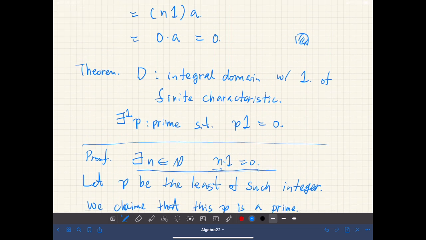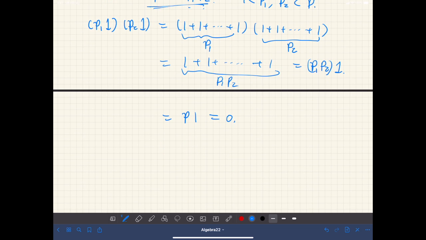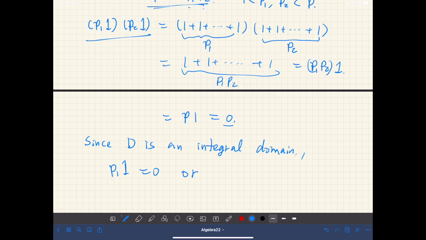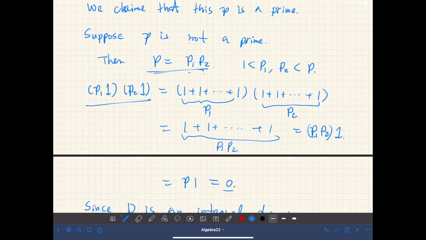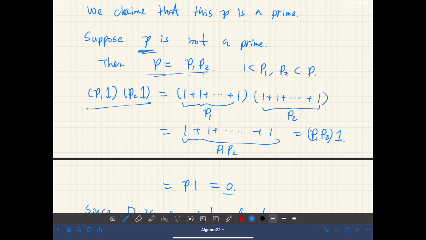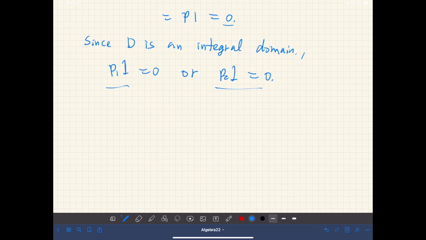But now, we are assuming that D is an integral domain. So since D is an integral domain, there are no proper divisors of 0. Okay, so if this product is equal to 0, that means either p1 times 1 is equal to 0, or p2 times 1 is equal to 0. But either way, this is a contradiction because we assumed that p is the least integer such that p times 1 is equal to 0. But here we have p1 times 1 is equal to 0, or p2 times 1 is equal to 0, and p1 and p2 are less than p. So this is a contradiction.